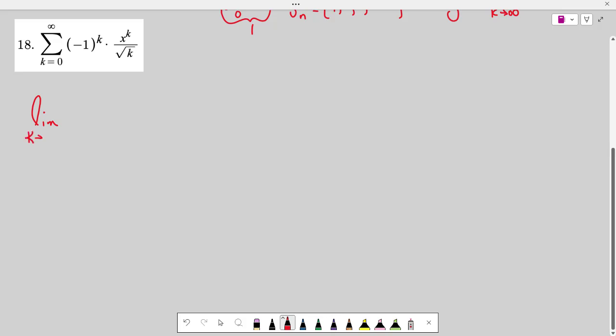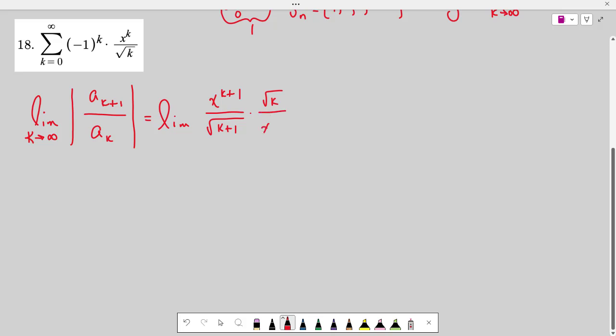So we're going to do the limit as k goes to infinity. And again, at this stage of the game, let's just not even write the switch in here, because we know we're taking its absolute value, so it's going away. So we're going to have x to the k plus 1 over the square root of k plus 1. We divide by a sub k, which means multiply by the reciprocal, which means this. And let's not even put the switch in because we're taking the absolute value. Switch gone.